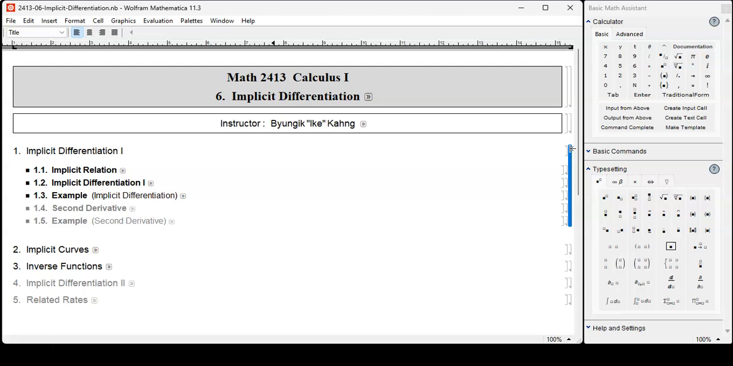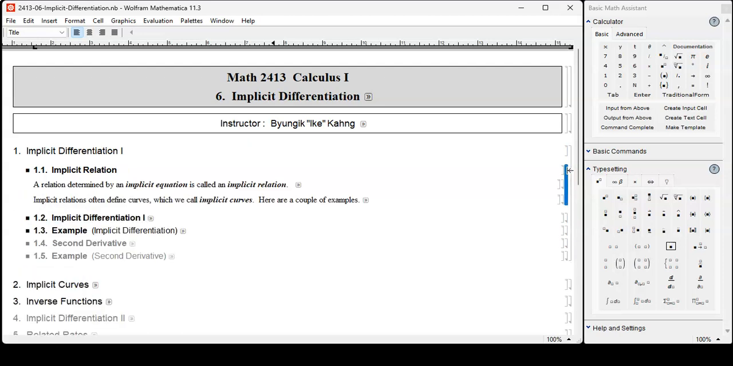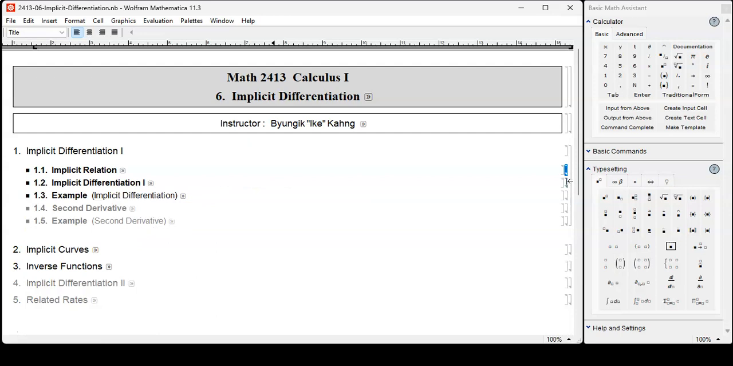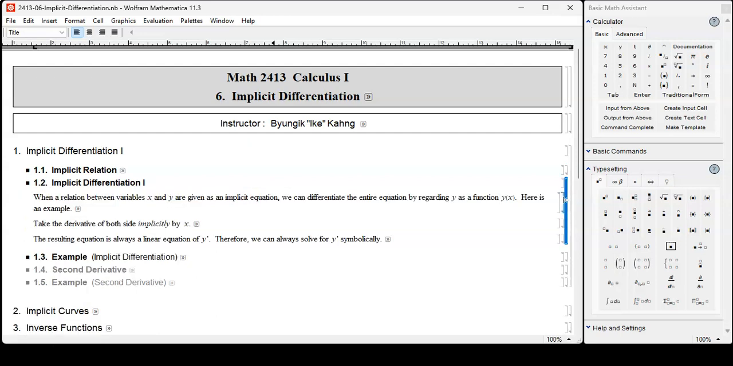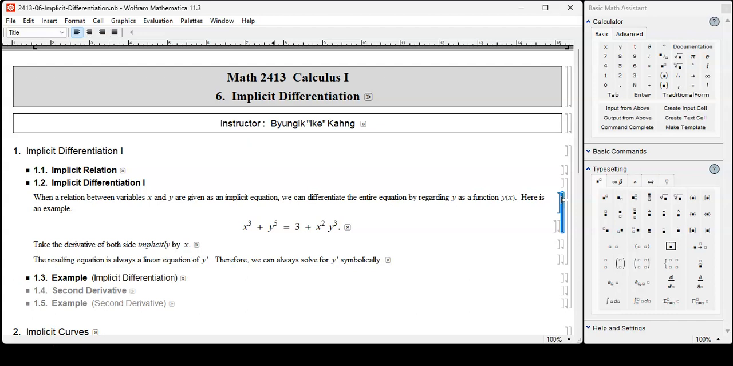Previously we studied implicit relation. We studied thoroughly, got to the bottom of it, plus some optional topics. So we don't have to get back there. Let's go to the next topic, implicit differentiation.